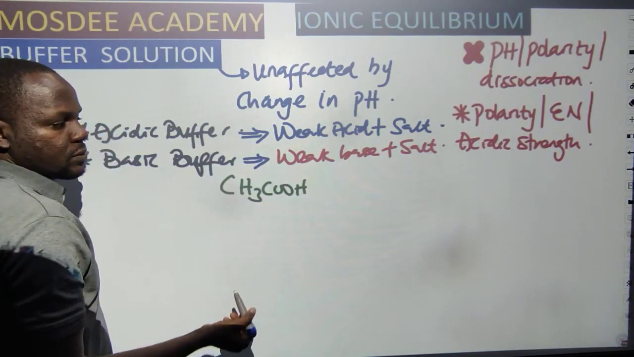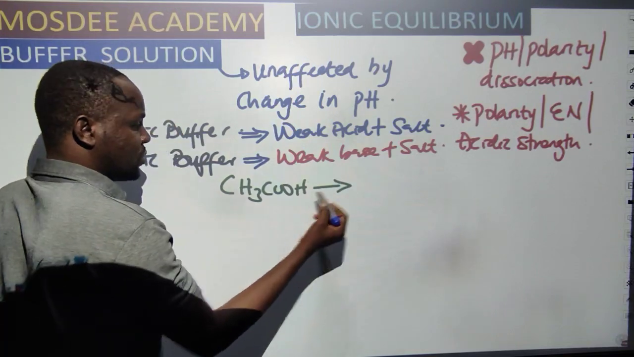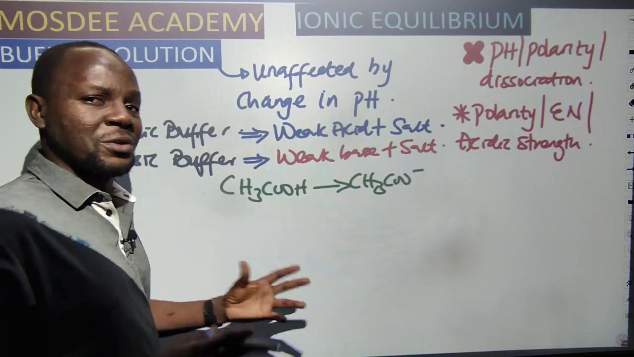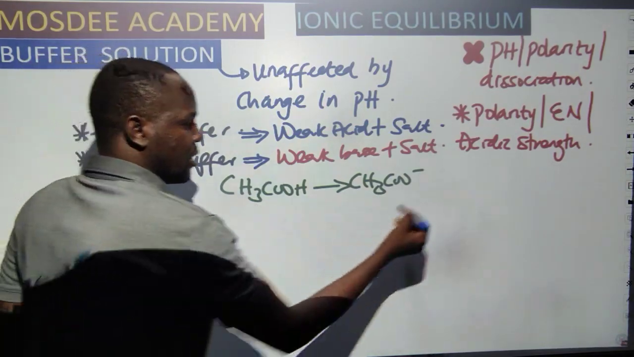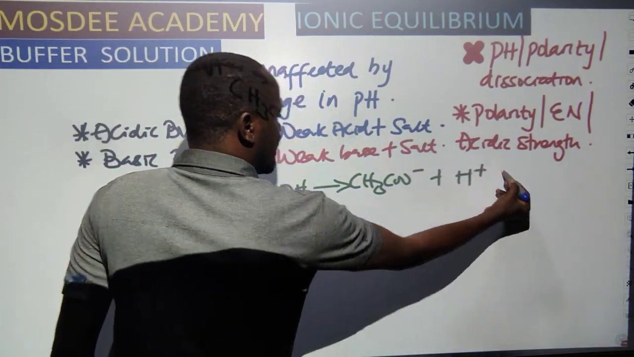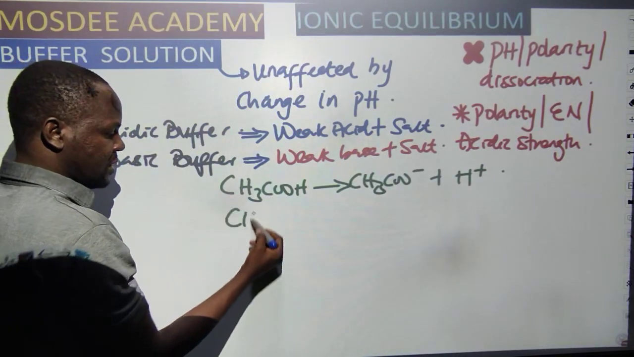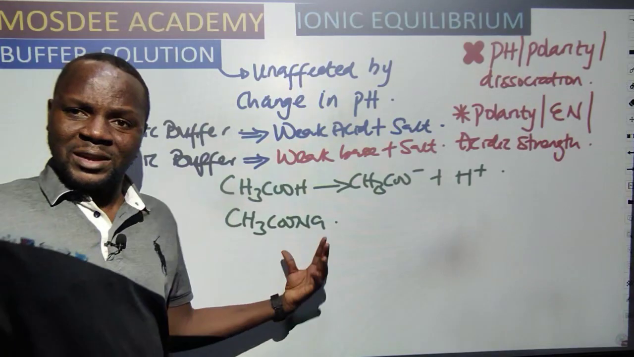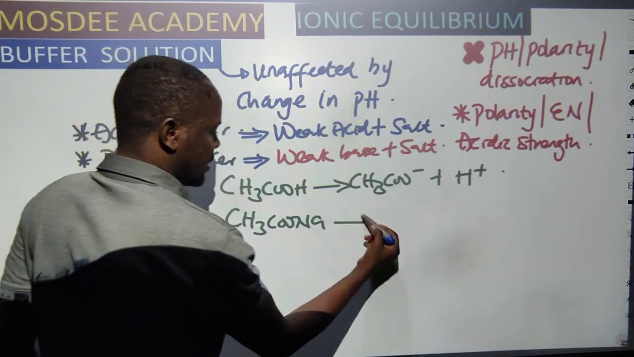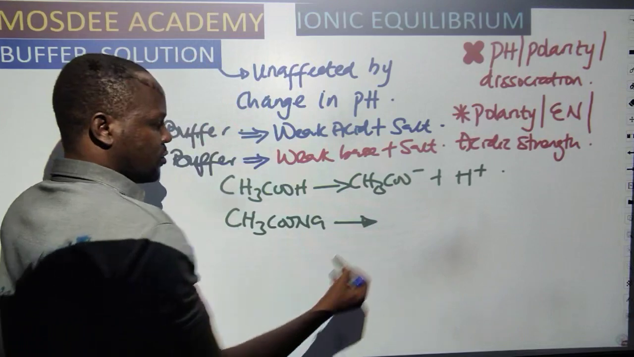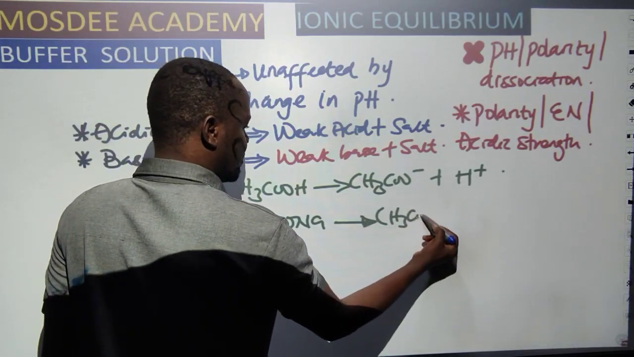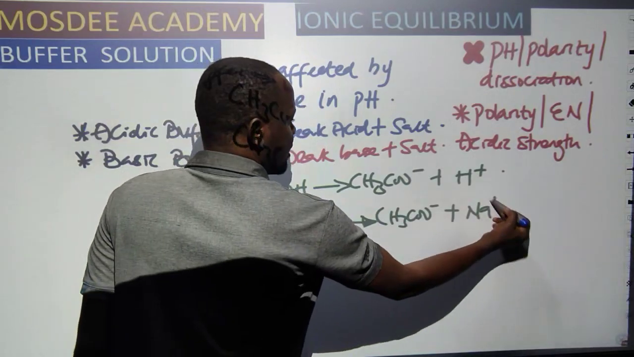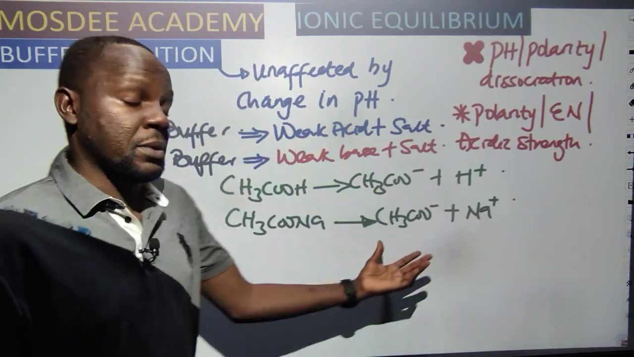CH3COOH. Now, when it is ionized, it will give us CH3COO minus, then we have our plus what? H plus. Why I'm teaching this is because of exam questions. Let's take the salt of this acid, which will be CH3COONa. Everybody knows this is called sodium ethanoate. Please note that in organic chemistry we talk more about that. So we dissociate this, going to be your CH3COO minus plus what? Na plus.